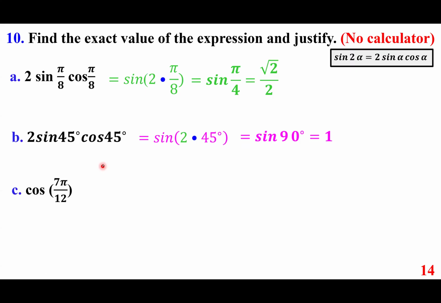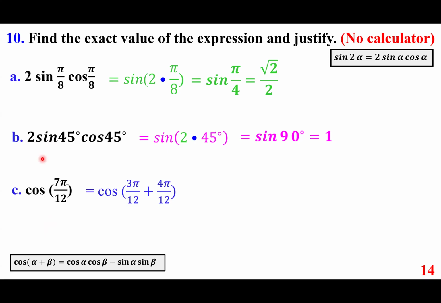Sine of 7 pi over 12. One thing I want to make a point of, sometimes when it's in radian mode, it may be difficult to see. You can always change this to degrees to see if you can make up two common arcs. This is the sum of 3 pi over 12 and 4 pi over 12. 3 pi over 12 is pi over 4, 4 pi over 12 is pi over 3. Okay, and that is common arc.